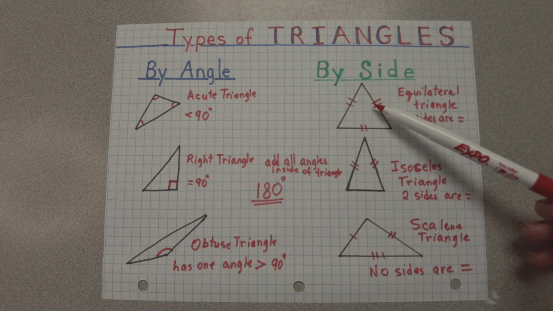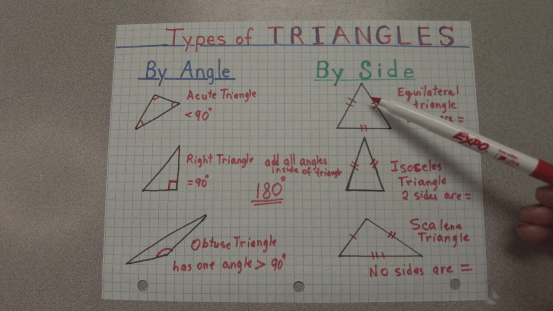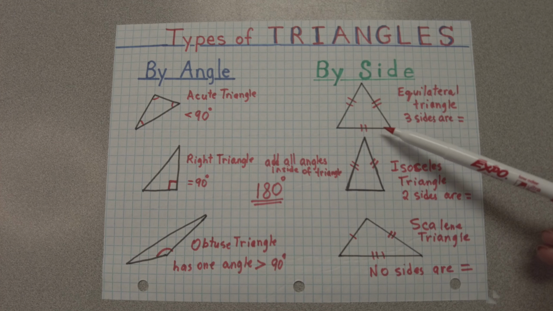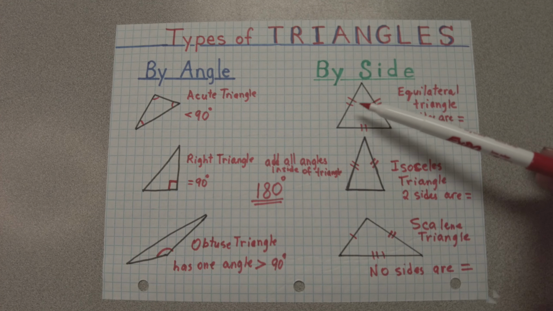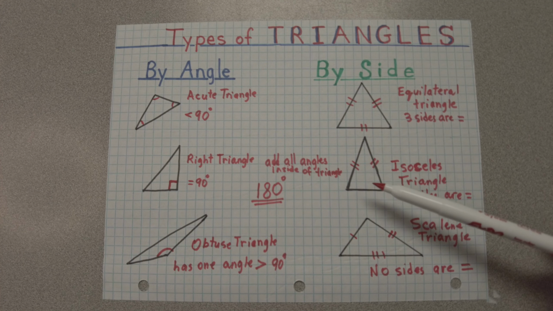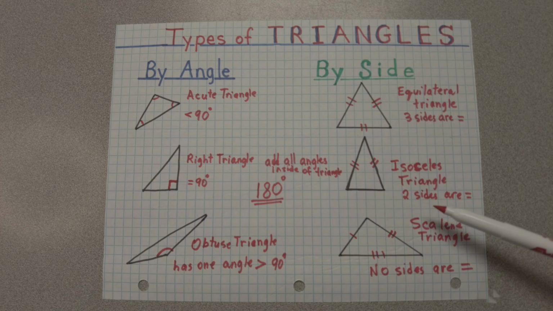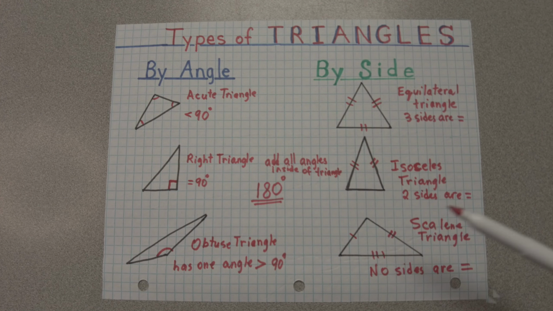And by sides, equilateral means equal sides. If it has equal sides, it also has equal angles, but in this case we don't talk about that, just want you to know. Equilateral, equal sides, three sides are equal. Isosceles is two sides are equal. And the last one, scalene triangle, doesn't have any sides equal to each other.